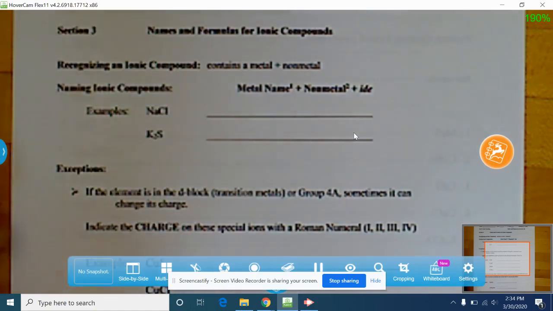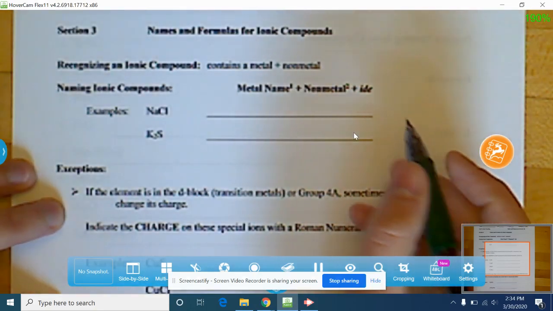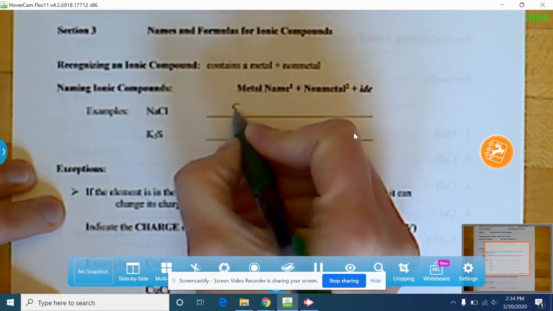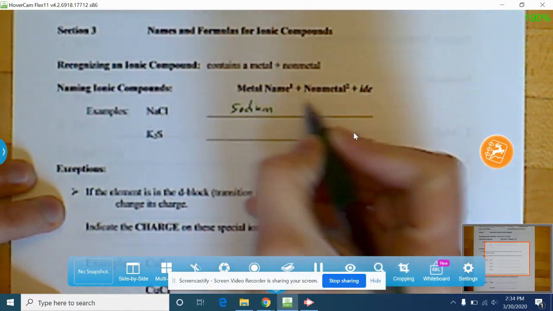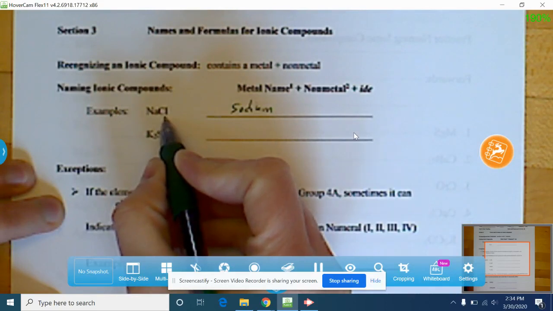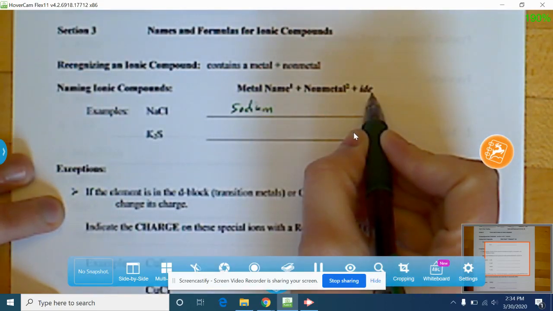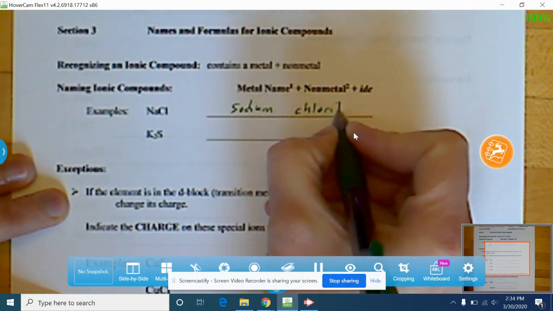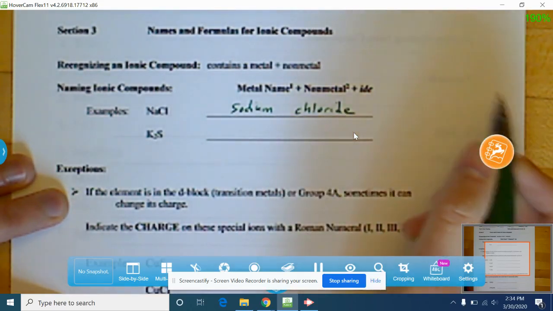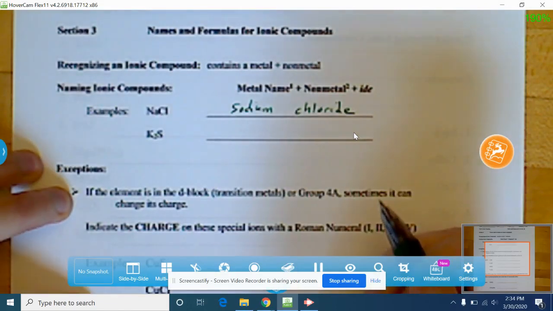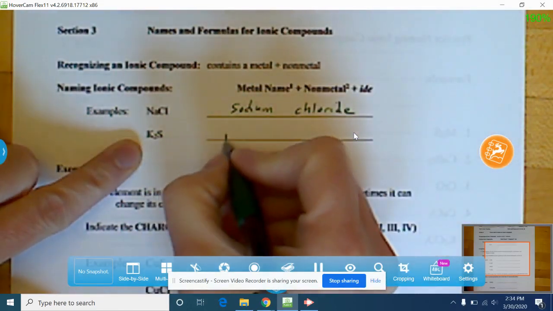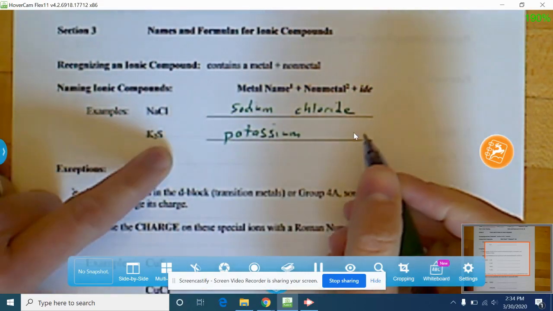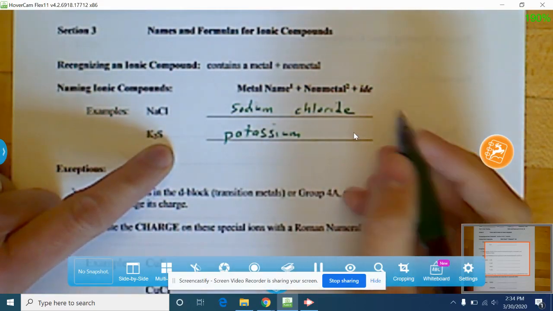Remember that when we're naming ionic compounds, we do the metal name first. So this is Na, we call this sodium, and then Cl. Remember, the non-metal name becomes the IDE ending. So it becomes sodium chloride, sodium chloride. Chlorine becomes chloride. K is potassium. And S, sulfur, becomes sulfide.